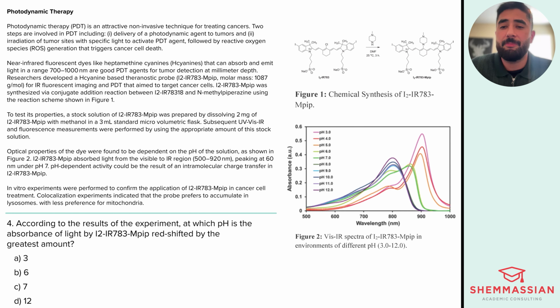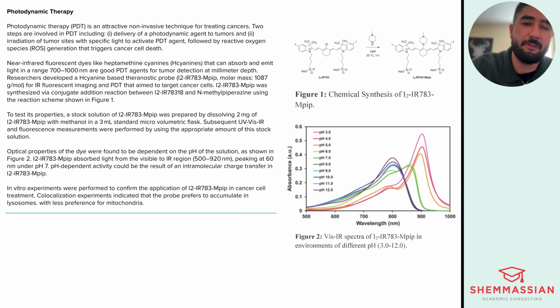And so as this figure is showing, as the pH becomes more basic, the maximum absorbance takes place at these shorter wavelengths. That would result in a blue shift. And so for this question, our answer is going to be A. We're looking for the greatest magnitude of a redshift, and that would be at a pH of 3, something very strongly acidic. And finally, let's jump into the last question, question number 5.